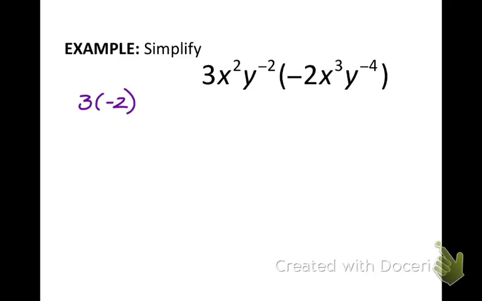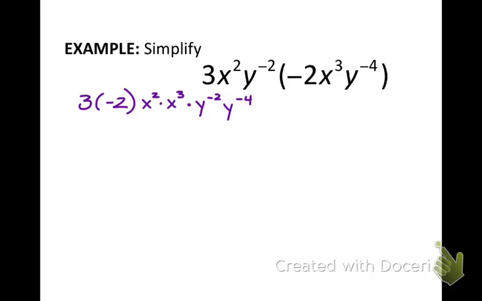All right, now I'm going to do the same thing for my x's. I have an x squared here. Here I have an x to the third. And I'm going to group my y's together. So I have a y to the negative 2, and I have a y to the negative 4. All right, so now it makes it a little bit easier to see what I'm going to be getting when I multiply all these things together.